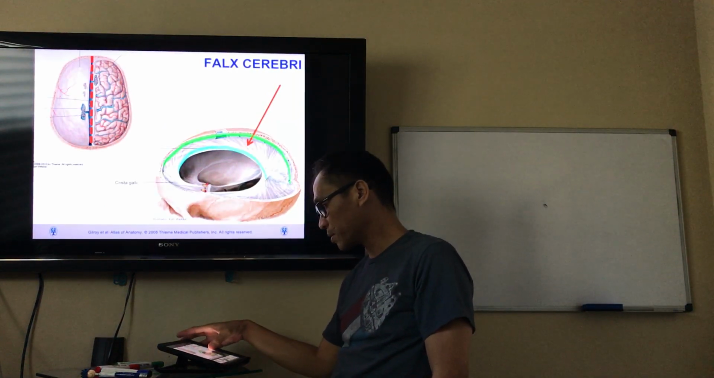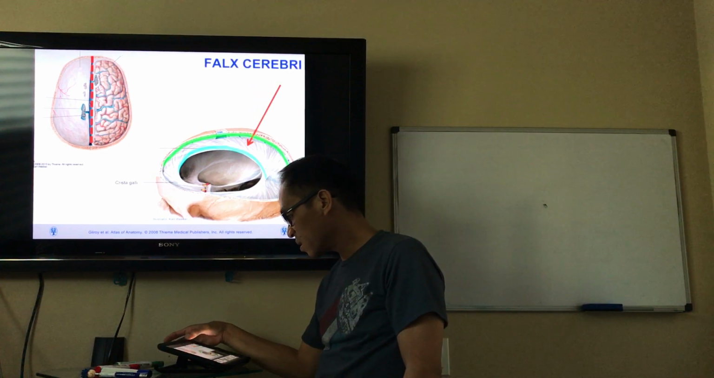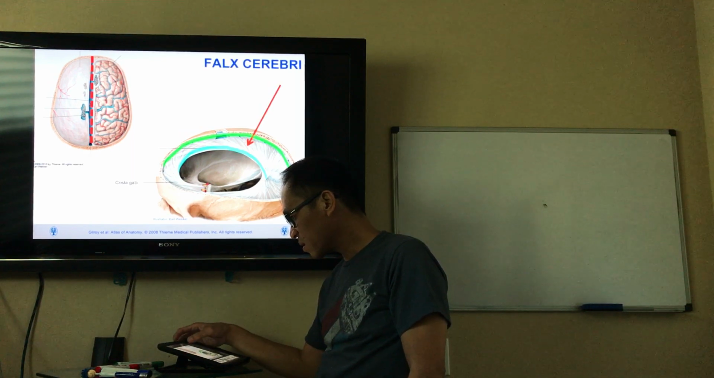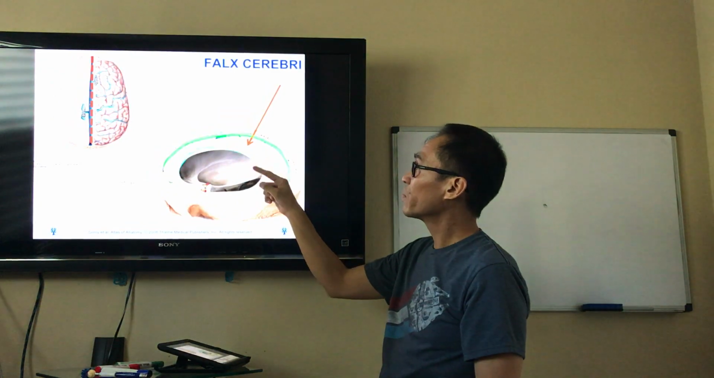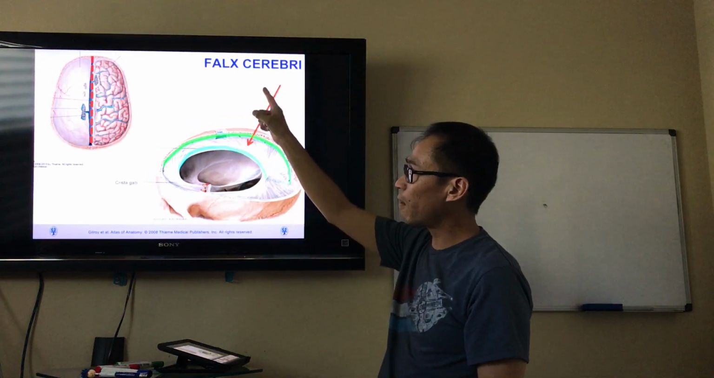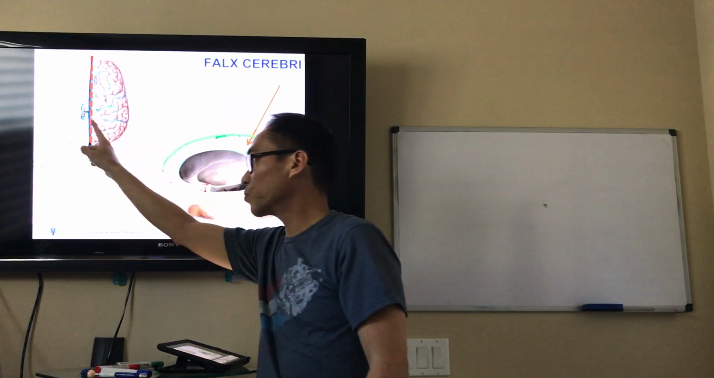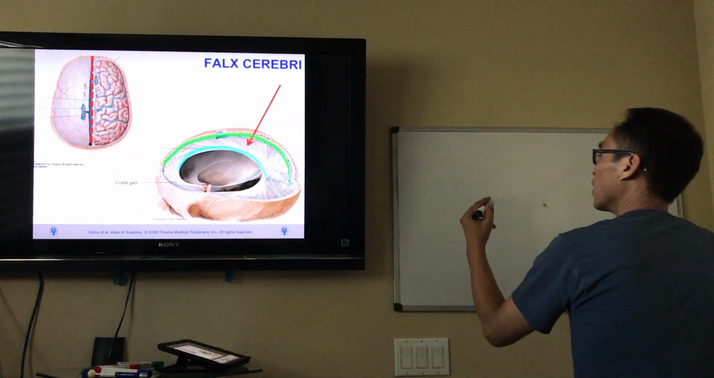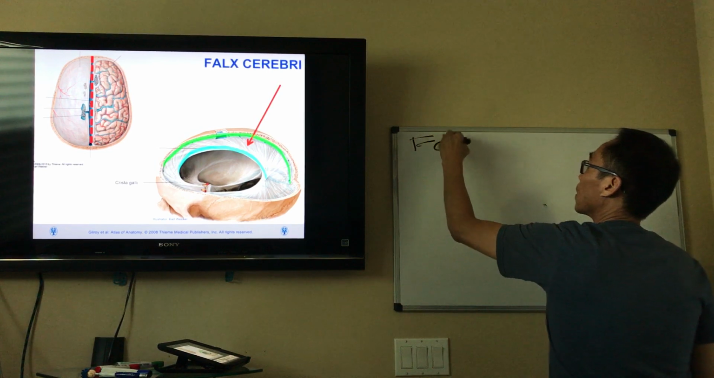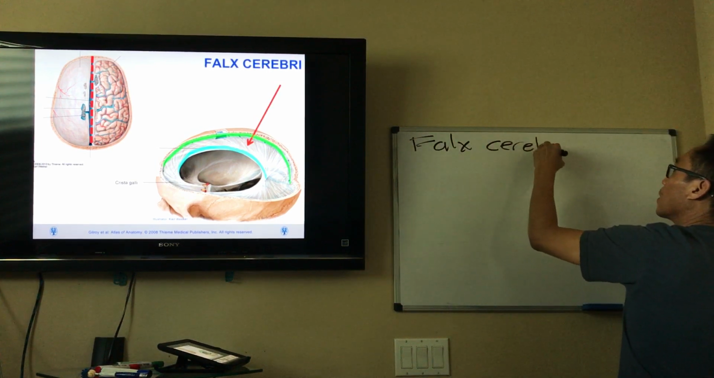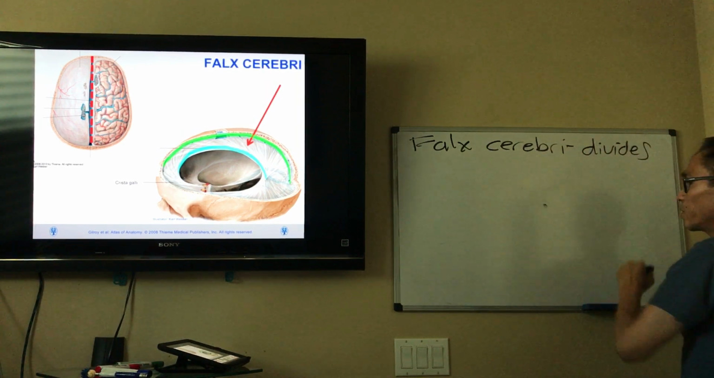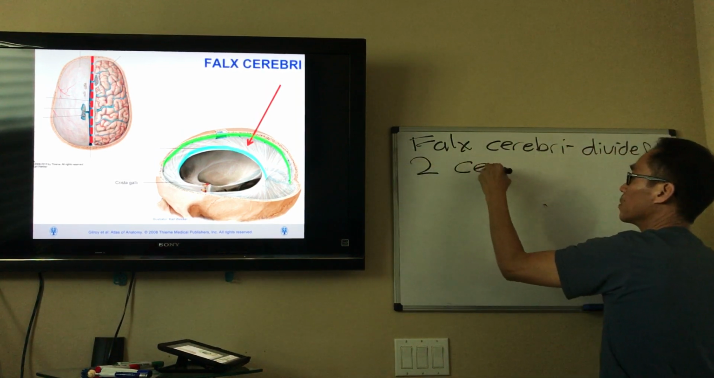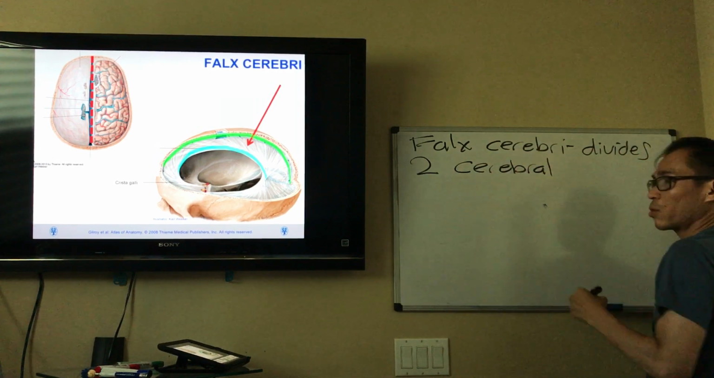Let me get rid of those pen markings. Oh, it's not letting me get rid of it. It's okay. I was going to use them anyways. Well, okay. This one in the sagittal plane is the Falx Cerebri. It divides your two cerebral hemispheres. So that's what I'm writing. Falx Cerebri divides two cerebral hemispheres.